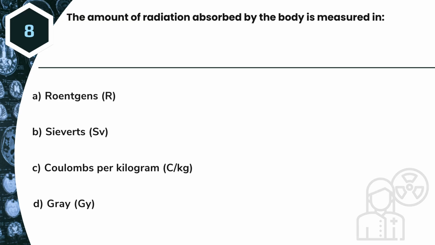Question 8. The amount of radiation absorbed by the body is measured in A. Röntgens, R. B. Sieverts, SV. C. Coulombs per kilogram, C/kg. D. Gray, GY.